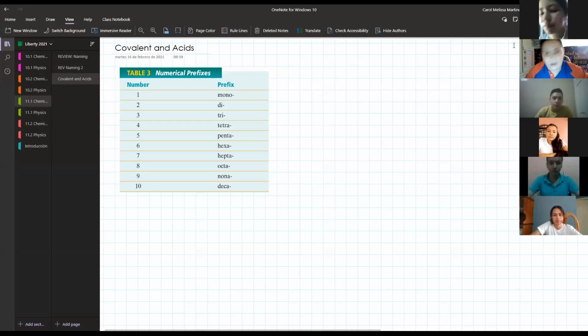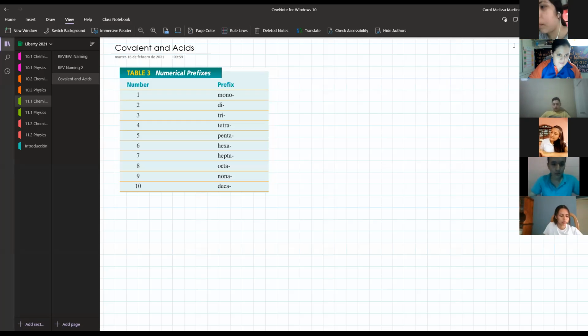I should be able to teach today both covalent and acids. We're going to start with covalent because I think it's easier and also it's going to be more friendly for you. So that table that you have over there, that is numerical prefixes, it's going to help you to name covalent compounds. But first, you need to understand how to tell if a compound is covalent or not.